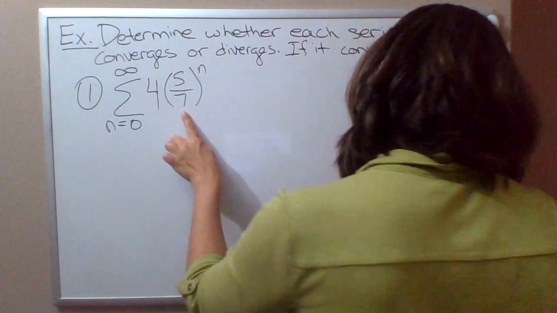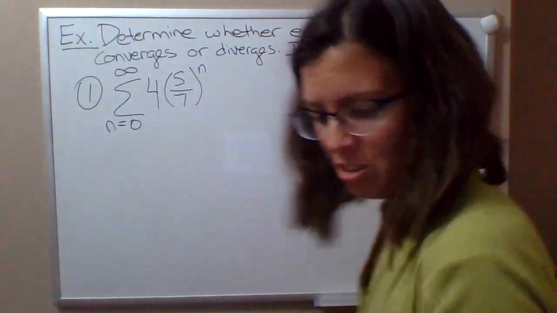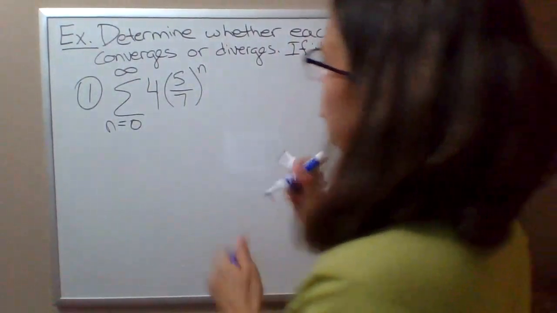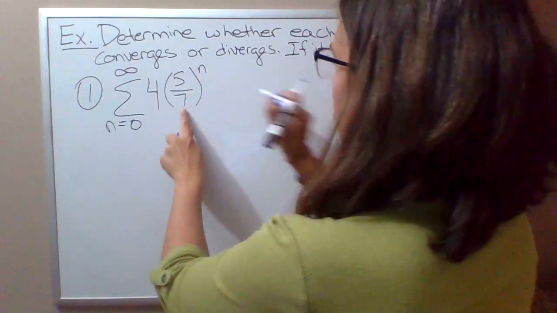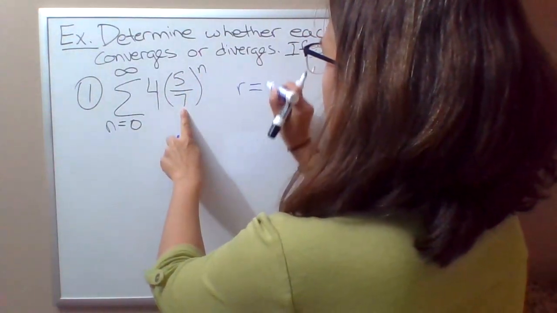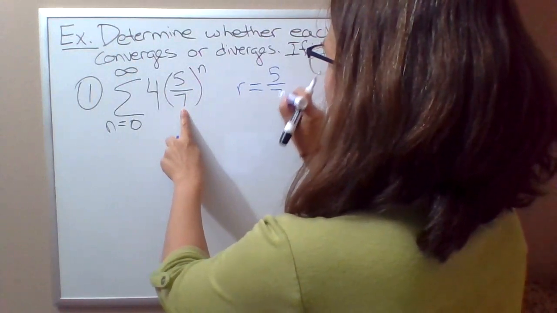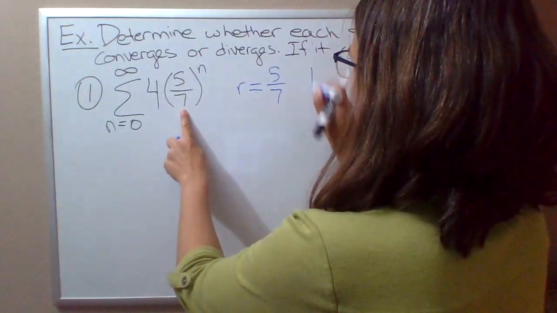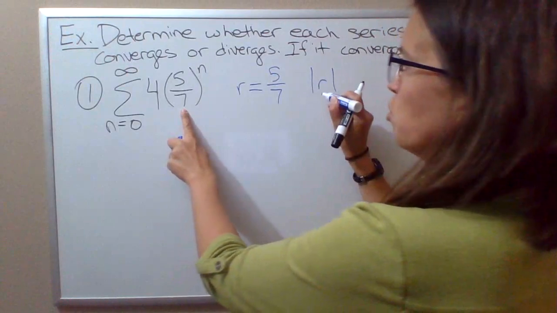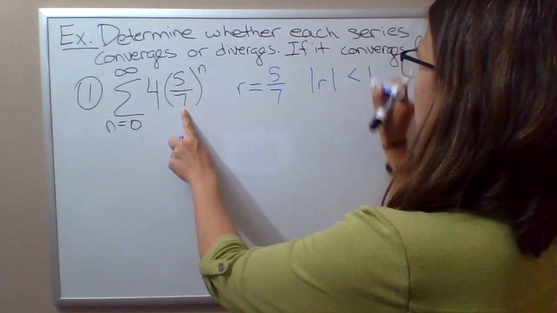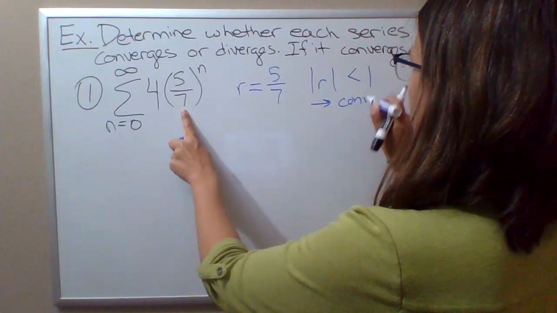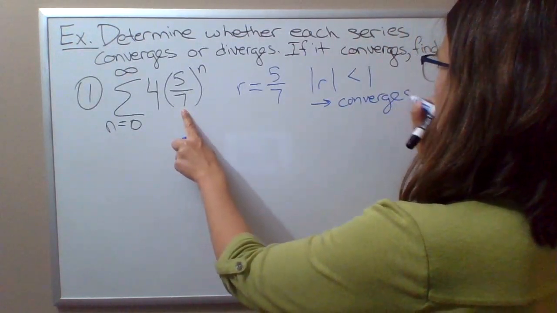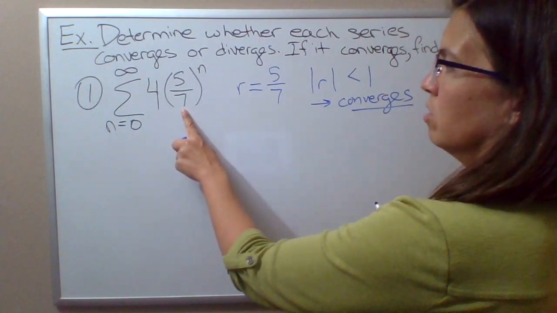So first, in determining whether it converges or diverges, you need to identify the common ratio, which is just going to be the base of this exponential expression here. So the common ratio in this case is 5/7. Whenever the absolute value of the common ratio is less than 1, then the series converges, which is true in this case. So this is a convergent series.